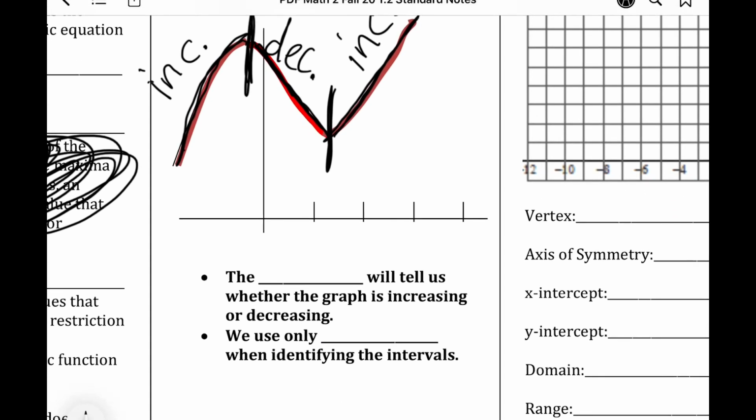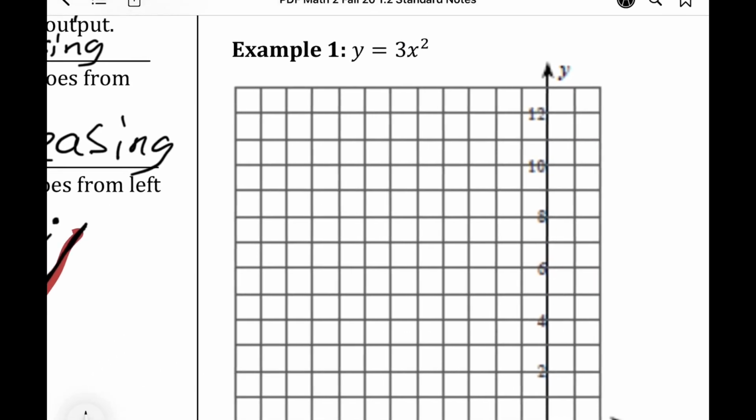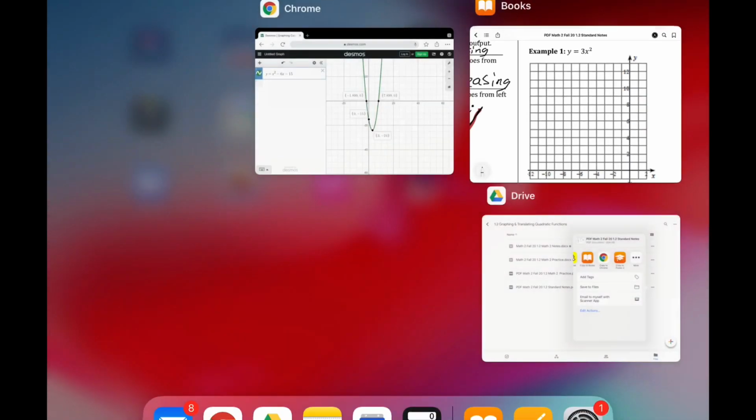So the slope will tell us whether the graph is increasing or decreasing. We use only interval notation when identifying the intervals.